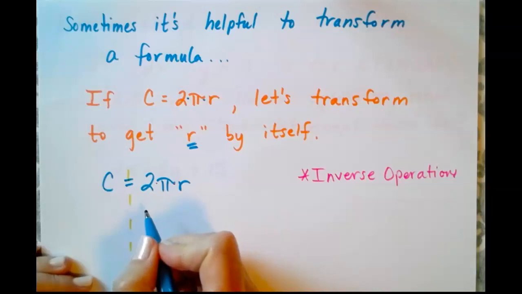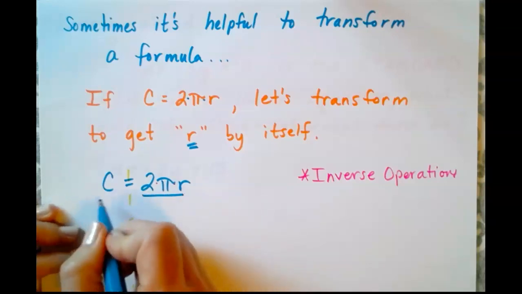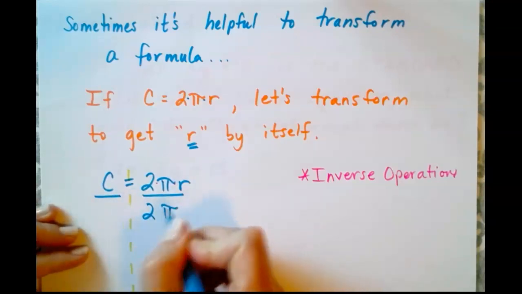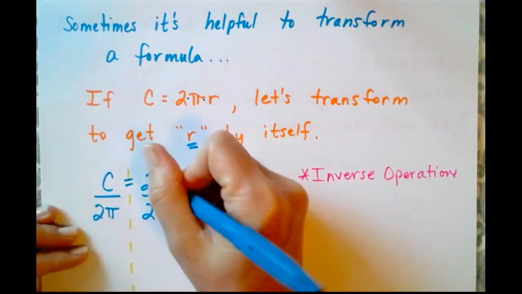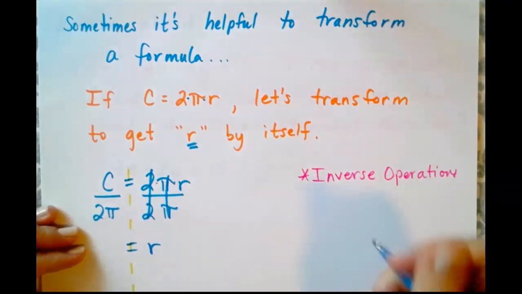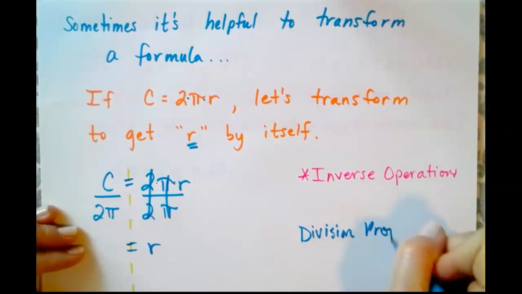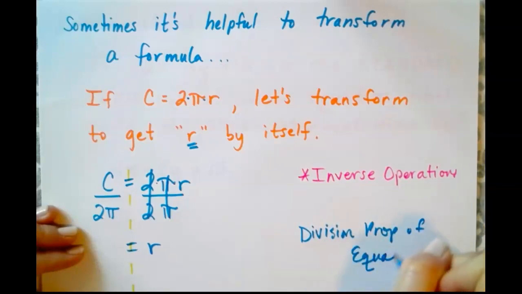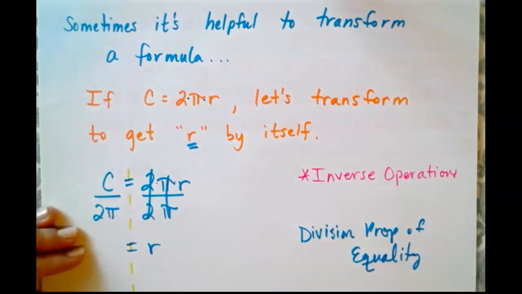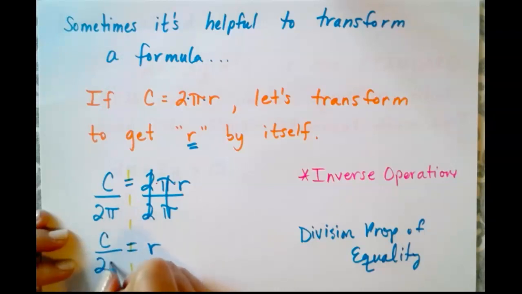Now, there's no goal here to simplify anything, so we don't need to plug in 3.14 or anything like that. We simply want the r by itself. So to do that, we're going to divide both sides by 2 pi. The 2's cancel, the pi's cancel, and we're left with r. All we did here is use the division property of equality, and that is the inverse operation of multiplication. So what does r equal? r equals C divided by 2 pi.